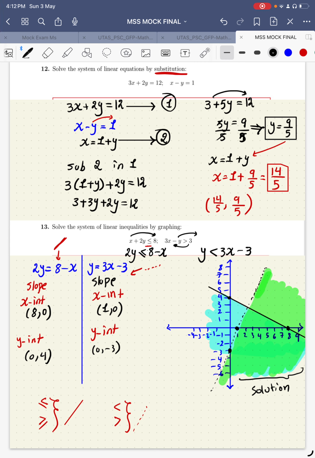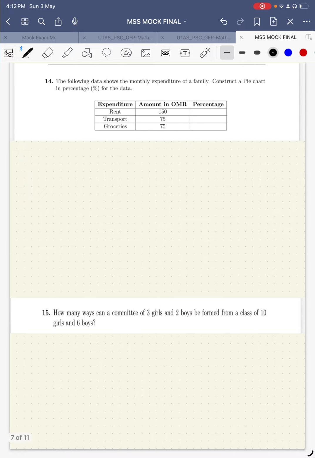Okay. Now let's go to question number 14. So the following data shows the monthly expenditure of a family. Construct a pie chart in percentage for the data. So remember, we have rent, we have transport, and we have groceries. So it means we have three classes, and we would put those three classes in what?